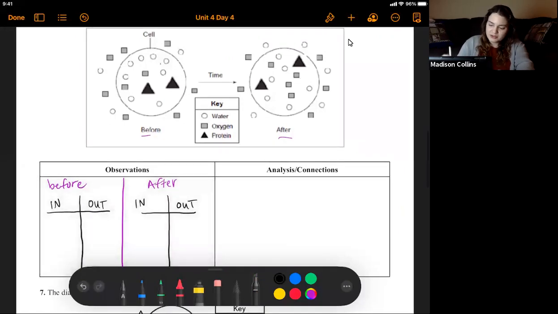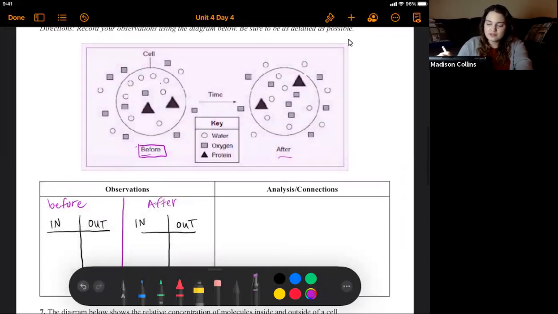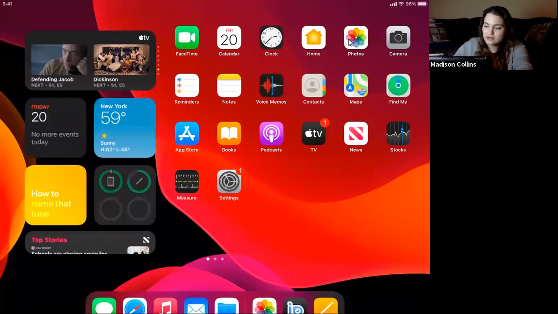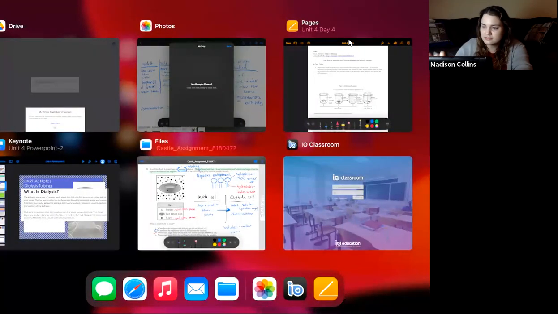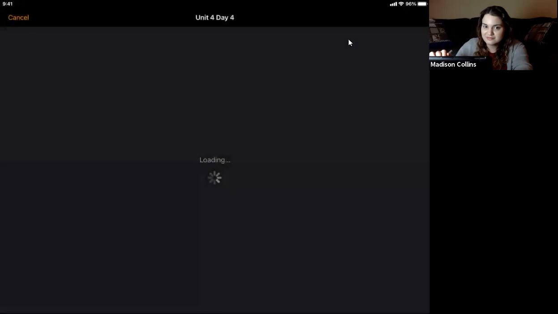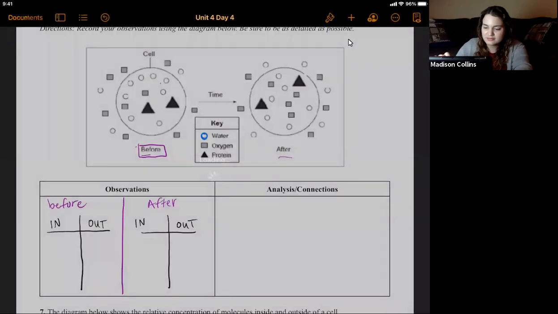Right, so in our before picture right here, we're given a key to help designate what each of these shapes represent. And we're going to go through each of these shapes. So first we have our water molecules. I'm going to write those in blue. We're going to count the total number of water molecules inside and outside of the cell. So inside I see we have, oh no, it exited out. This always happens. There we go.